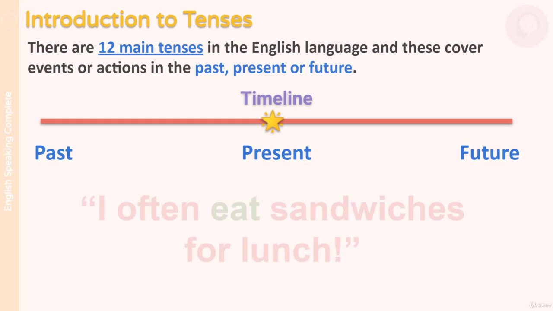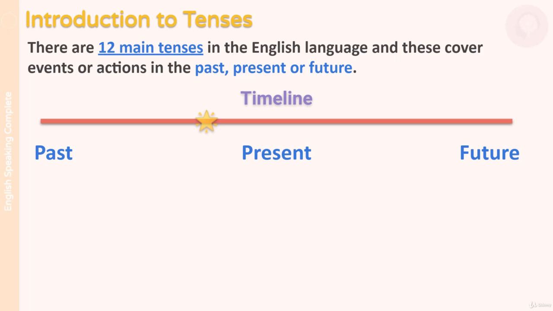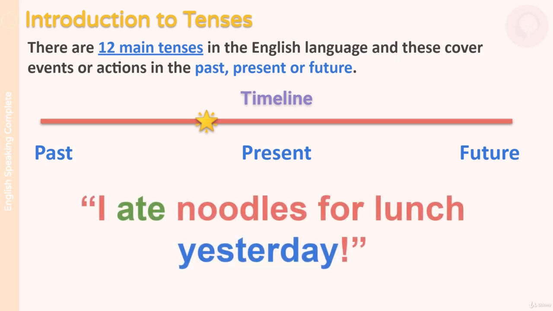Here we have present tense. I often eat sandwiches for lunch. This is something of a habit or a routine, and the present simple tense is great for that. It's just a quick example of talking about something that's a routine now. I often eat sandwiches for lunch. Here's something in the past. I ate noodles for lunch yesterday. So that started and finished in the past.